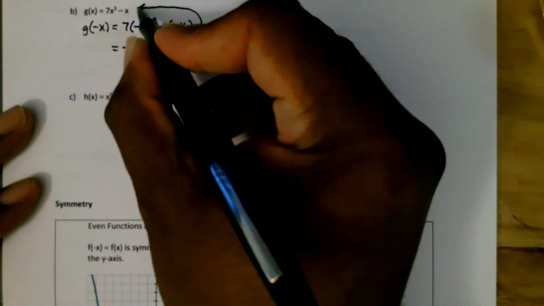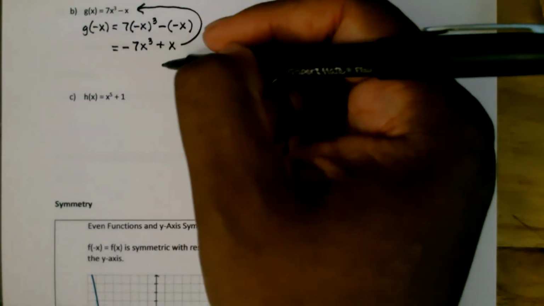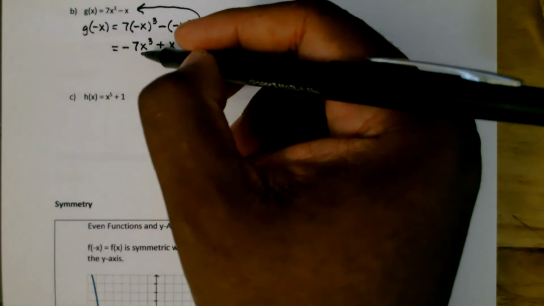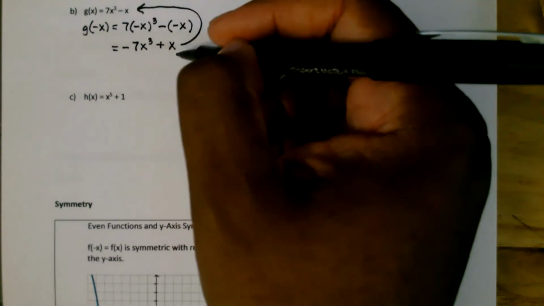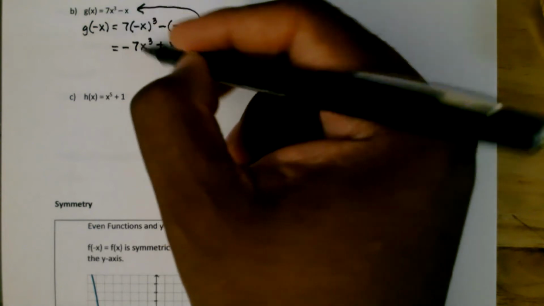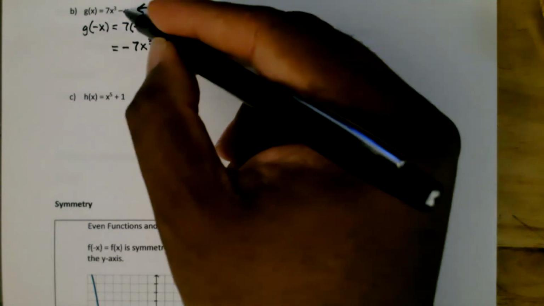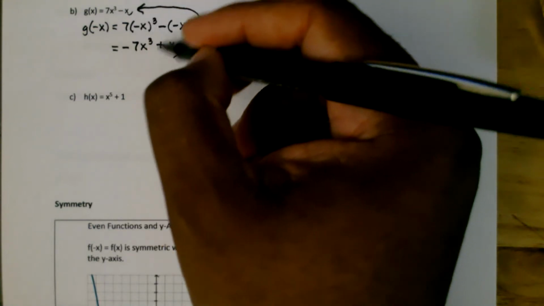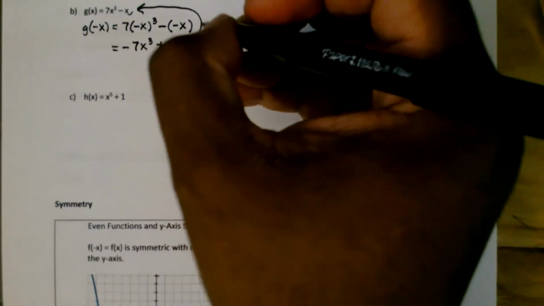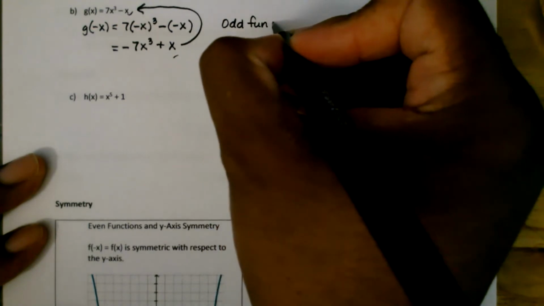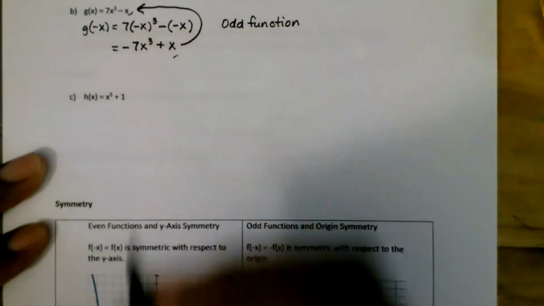Compare that to what g of x is. It's not even because I didn't get the original function that I started off with. But if you look at g of x and g of negative x, each term changed to the opposite sign. I started off with 7x cubed. I ended up with negative 7x cubed after substituting the x with negative x. I started off with a minus x. I ended up with a plus x. So that means this function is odd. This will be an odd function.